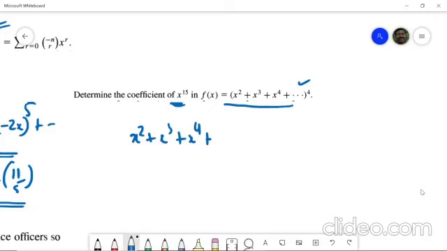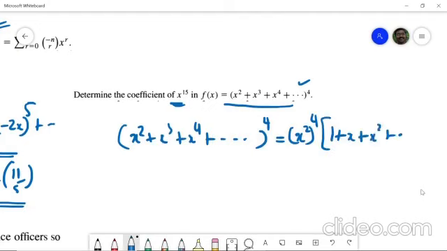You can see that x^2 is a common factor here. If I take x^2 outside, it will be (x^2)^4 into (1 + x + x^2 + etc.)^4. That is actually x^8 into (1 + x + x^2 + etc.)^4.